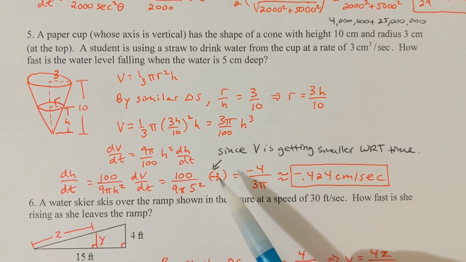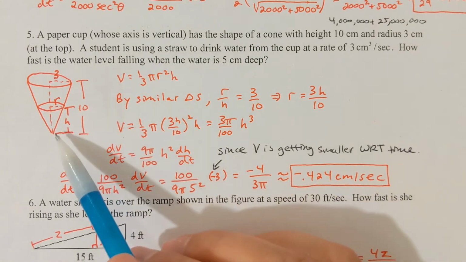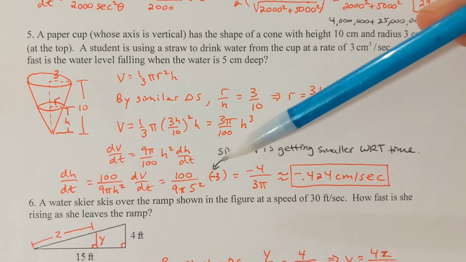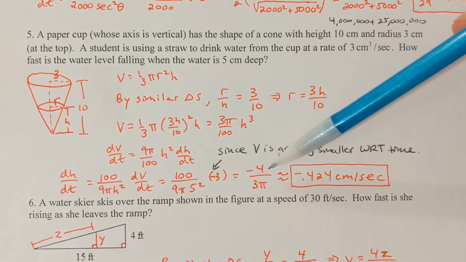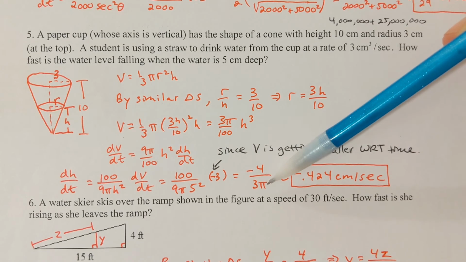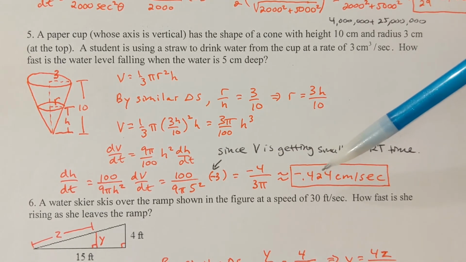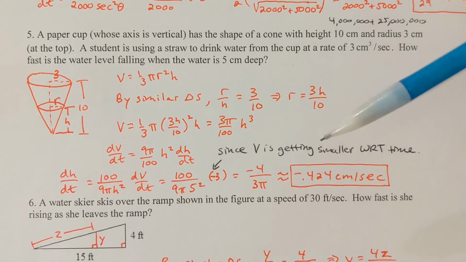Okay, now it's important here that we indicate that dV/dt is negative, right? Because dh/dt is going to be negative, right? The height is getting smaller as the water is leaving the cup. Let's see, if you take 100 divided by 25, that's 4. 3 over 9 is 1/3. So negative 4 over 3π would be the exact number. In decimal form, negative 0.424 centimeters per second. That'd be roughly what you would get if you were to round to the nearest 3 digits.